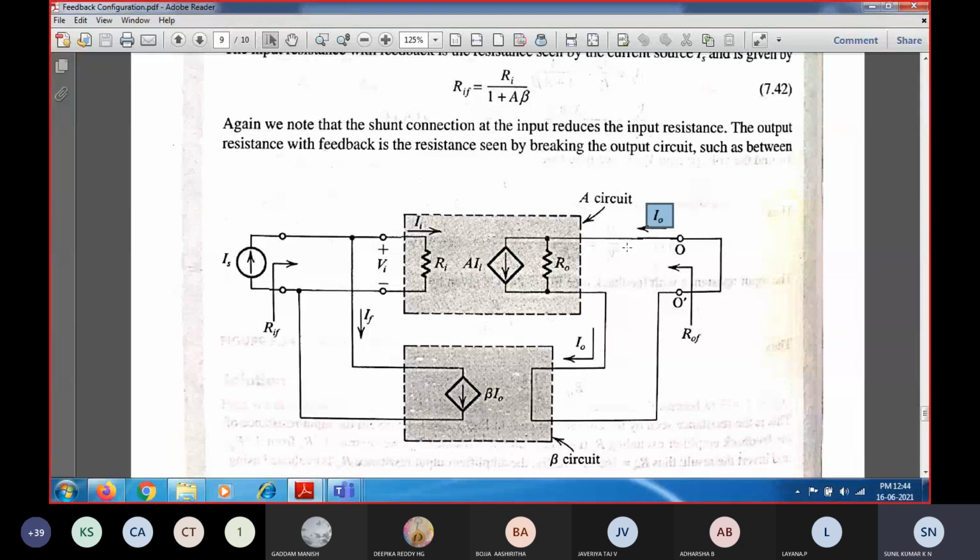This is nothing but the output side, and this is the feedback network. For this feedback network, the input is current and the output is also current. So I naught will be the input, and beta times I naught will be the output, which is equal to the feedback.